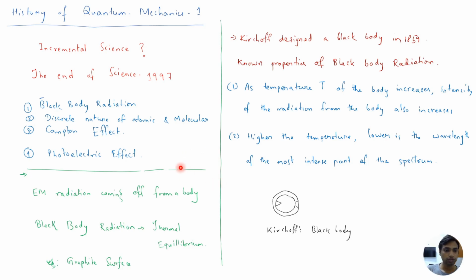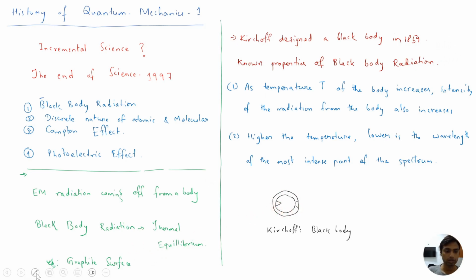Let us start with the discussion of the first example, black body radiation. Every body radiates some energy by virtue of being at a certain temperature T. That is called black body radiation. When a body is in thermal equilibrium, it will emit some energy. One perfect example of a black body, which absorbs everything that falls on it, is the graphite surface. Kirchhoff designed a black body in 1859, which is like this.